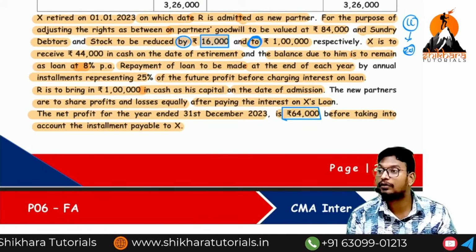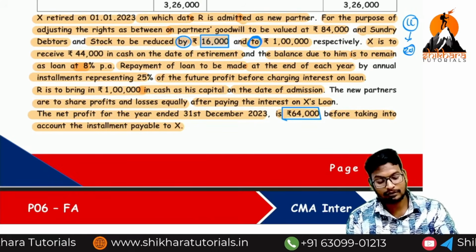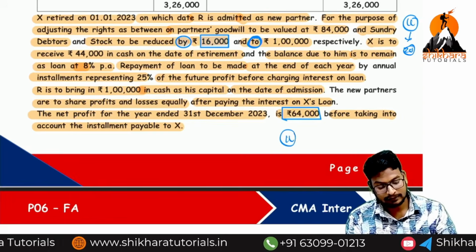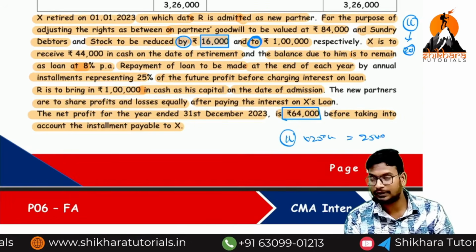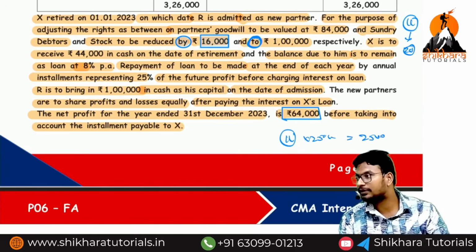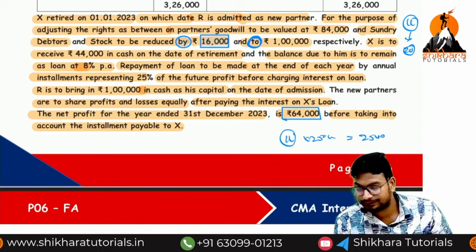25% of loan amount. Okay? Example, our loan amount is how much? 1 lakh. So 1 lakh into 25%, that is how much? 25,000 we need to remove. After that only we need to distribute the profits. Okay?